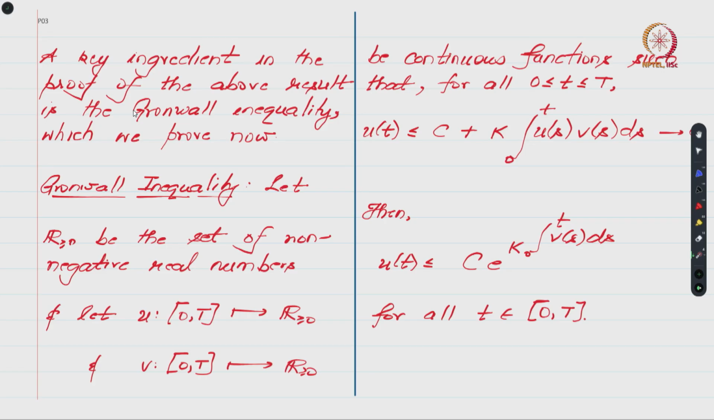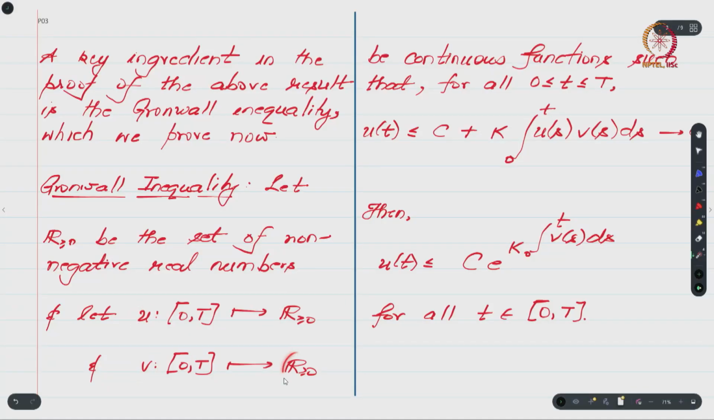Okay, so let us try to understand what this Grönwall inequality is. Let us start with some notations. Let R subscript greater than or equal to 0 denote the set of non-negative real numbers, and for this Grönwall inequality we need two trajectories on this interval 0 to capital T.